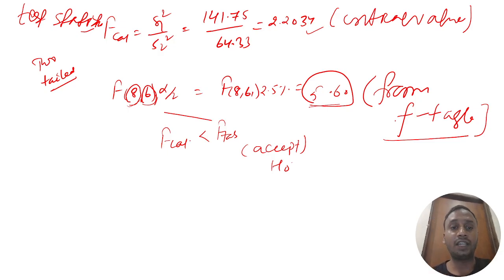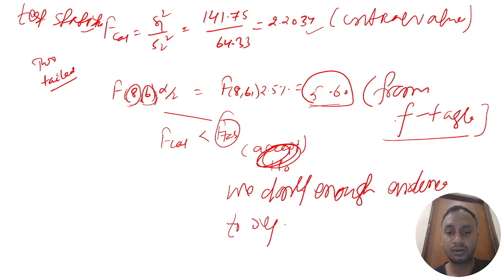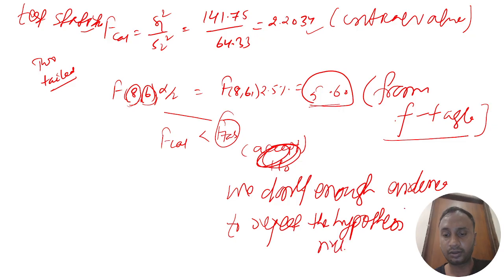So now if F calculated is actually less than F tabulated, we will not say accept, we're going to say we don't have enough evidence to reject the null hypothesis. I think this is clear now. Yes, sir. Clear, sir.